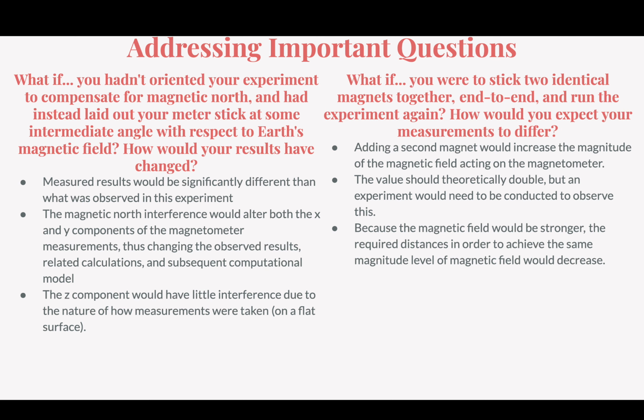And the final important question that we need to address is, what if you were to stick two identical magnets together? Adding a second magnet would increase the magnitude of the magnetic field. Theoretically, this would double the value because there are two magnets, and because the magnetic field would be stronger, the required distances in order to achieve the same magnitude level of magnetic field would decrease, which again would change the results of our observations, our calculations, and computational models.